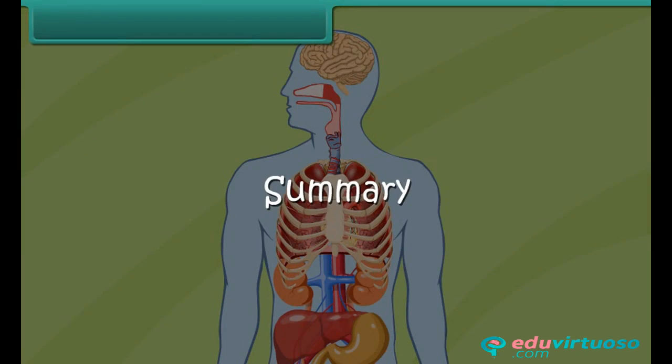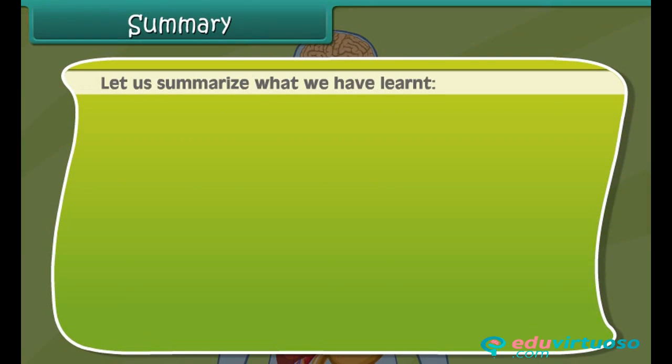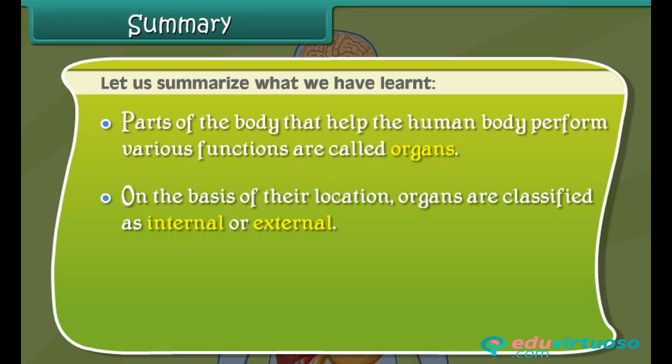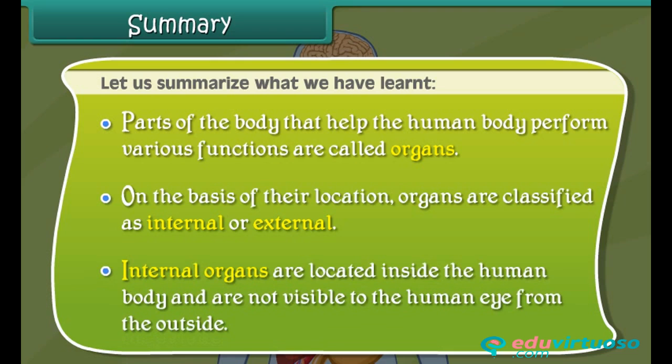Summary. Let us summarize what we have learned. Parts of the body that help the human body perform various functions are called organs. On the basis of their location, organs are classified as internal or external. Internal organs are located inside the human body and are not visible to the human eye from the outside.